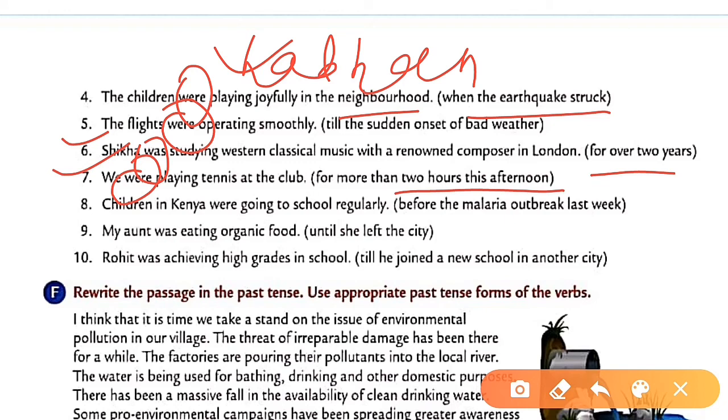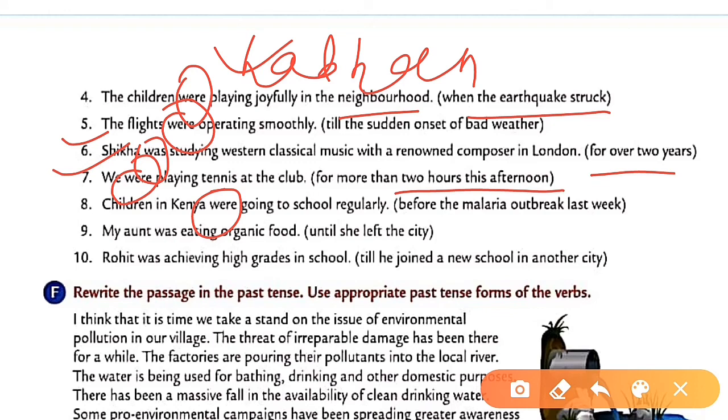Number eight, children in Kenya were. In the place of "were", you have to use "had been". Children in Kenya had been going to school regularly before the malaria outbreak last week. One more time.